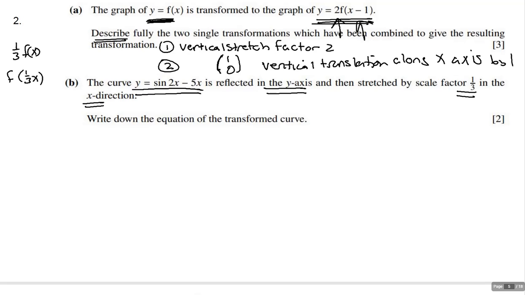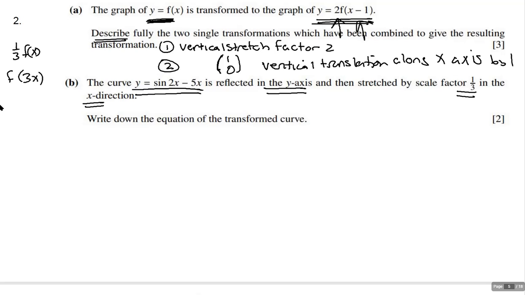Now, here's the trick, though. With the horizontal one, it's not the same number. If I want to stretch it by a scale factor of 1/3, I don't put a 1/3 times the x's. What do you do? You multiply by 3. Do you remember that? Yeah, I watched the video and I hated that. It's just that one little detail. So if I multiply the x's by 3, it's going to cause it to be stretched by a scale factor of 1/3 horizontally, or in the x direction.